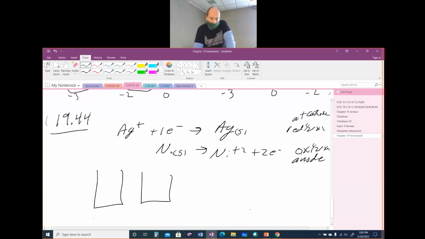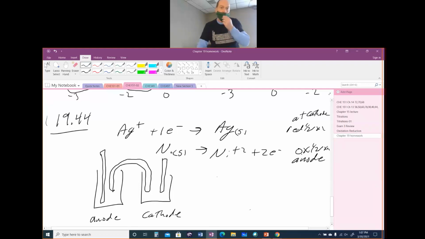When you are drawing your cells, you draw a beaker, you draw another beaker, and it's always alphabetical order. Here's your anode. Here's your cathode. You're going to need a salt bridge. So here is a salt bridge. You're going to need an electrode, a piece of metal to connect to. You're going to need another electrode to connect your other metal to.